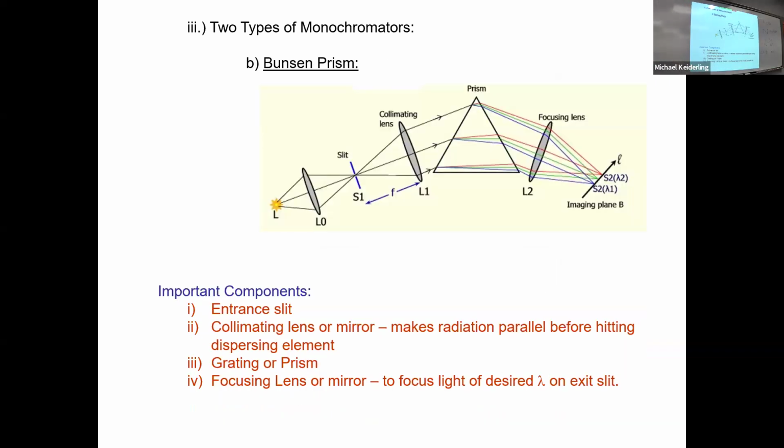And here we have a Bunsen prism. You have a light source, a slit, a collimating lens, a prism, a focusing lens, and an imaging plane. Now, sometimes you actually do want your light dispersed like this.